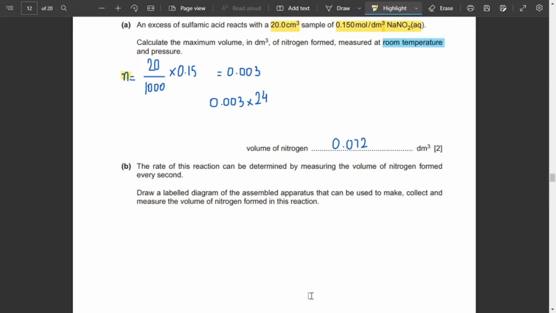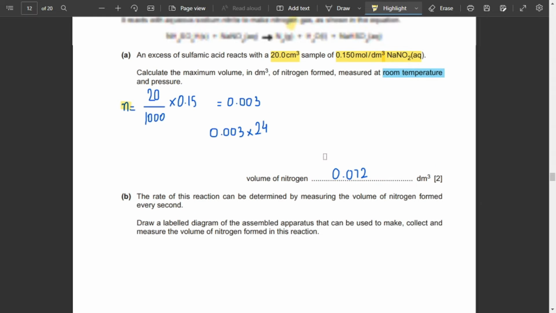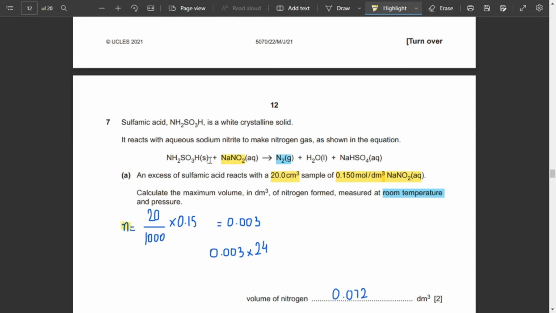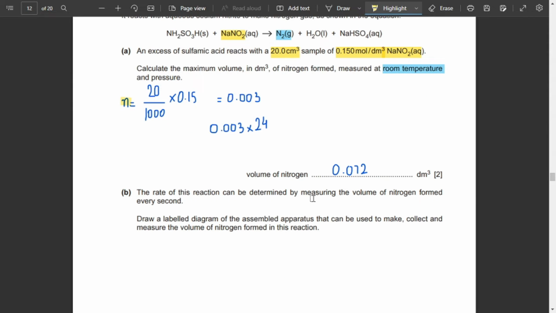Okay, so basically, if you see over here, we have solid and aqueous things together, that is the reactant, and in the product side we have gas, we have liquid, and we have an aqueous solution with us. So always remember, whenever we're having gas as a product, we are going to use a syringe for it so that we can collect the gas.